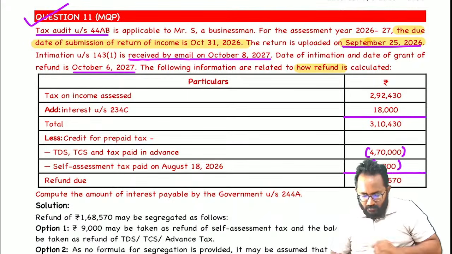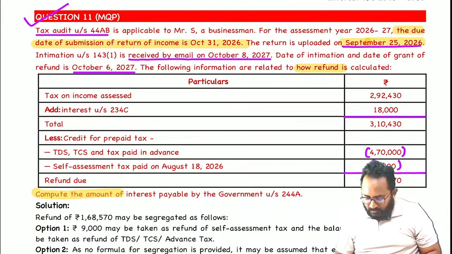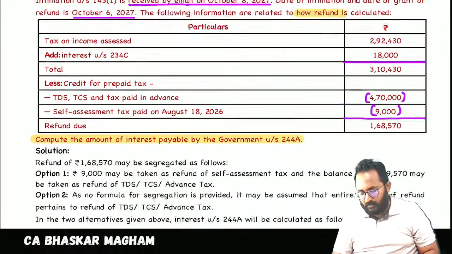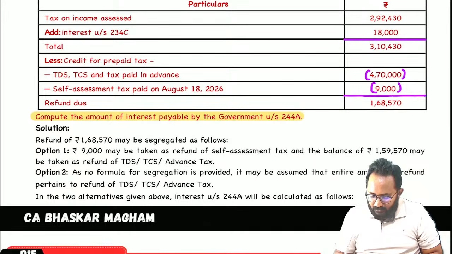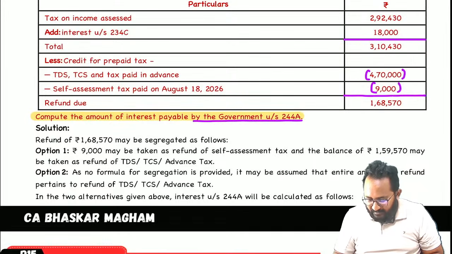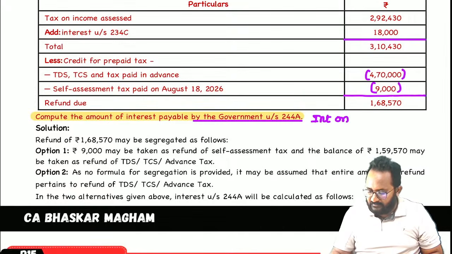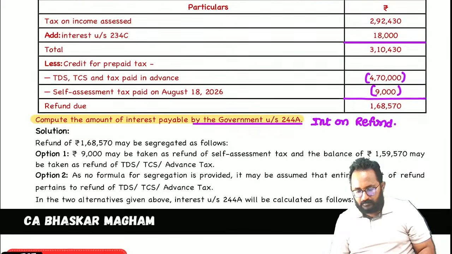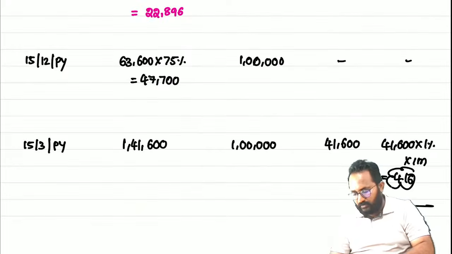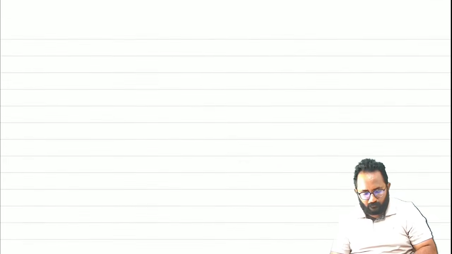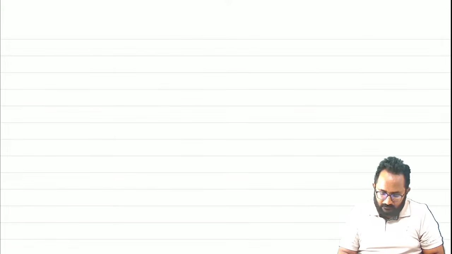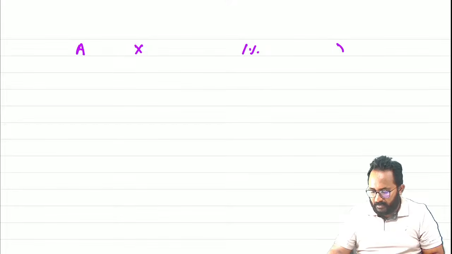1,68,570 we got. So now, please calculate the interest payable by the government under section. Yes, ma, the department is paying the interest under which section? 244A. That is interest on what? Refund. Now here, at the time of calculating the interest under section 244A, listen, amount into rate of interest into period we have to take.